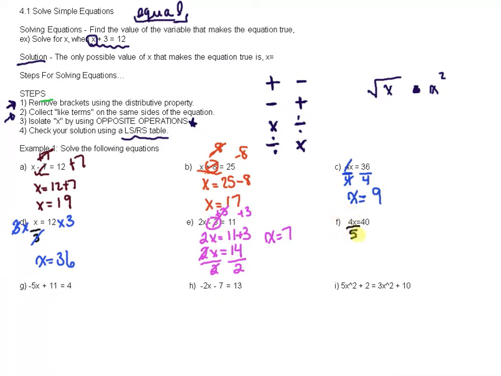Okay, I don't want to deal with fractions. They scare me. So let's get rid of the division first. So right now the 4x is divided by 5. Let's multiply both sides by 5. Okay, so the 5 and the 5 cancel out. Now we have 4x equals, and then what's 40 times 5? I get, yes, 200.